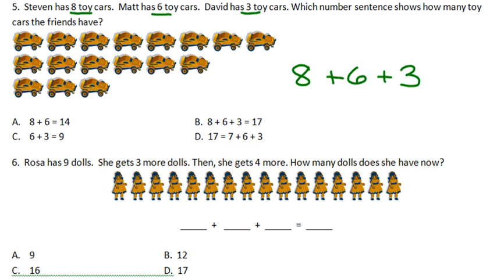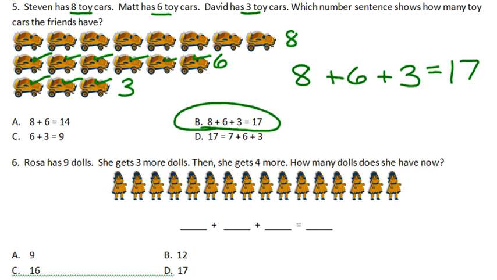They've even drawn them for me, which is really nice. This first row has 8, this next row has 6, and the last one has 3. So if I add them all together, I'll find out how many toy cars the friends have in all. And I'm going to count them. I know this is 8, so I'm going to start with 8. Now I'm counting from there. 9, 10, 11, 12, 13, 14, 15, 16, 17. So I know that 8 plus 6 plus 3 equals 17. And right away, I see that it is represented in letter B.